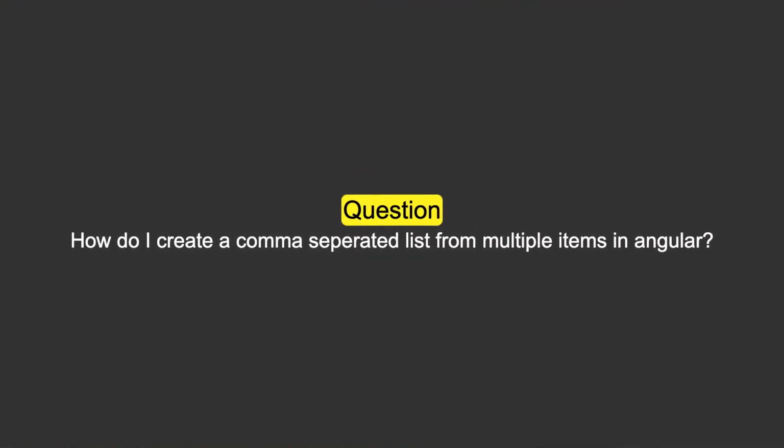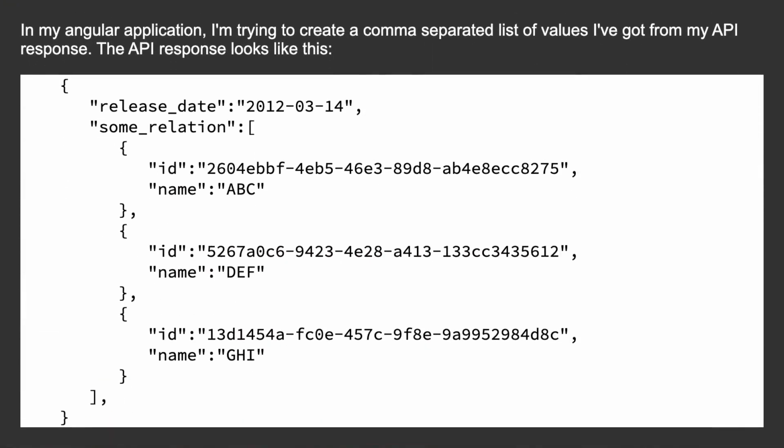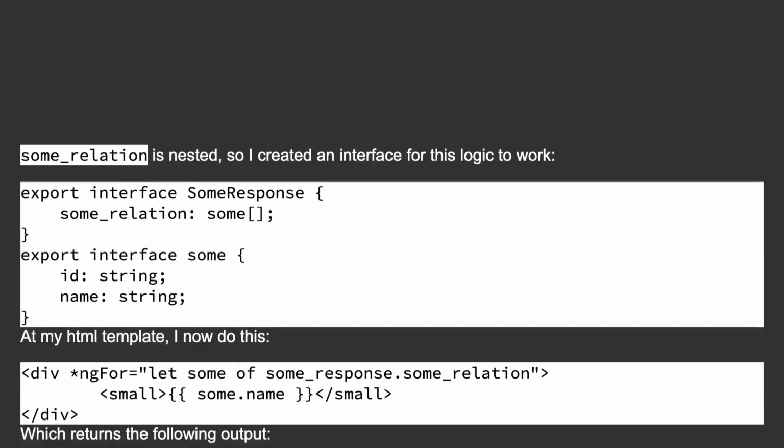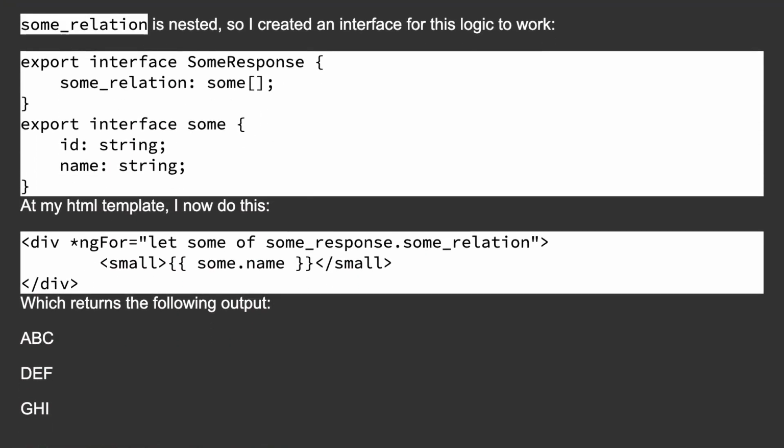How do I create a comma-separated list from multiple items in Angular? In my Angular application, I'm trying to create a comma-separated list of values I've got from my API response. The API response looks like this. Some relation is nested, so I created an interface for this logic to work. Add my HTML template. I now do this, which returns the following output.